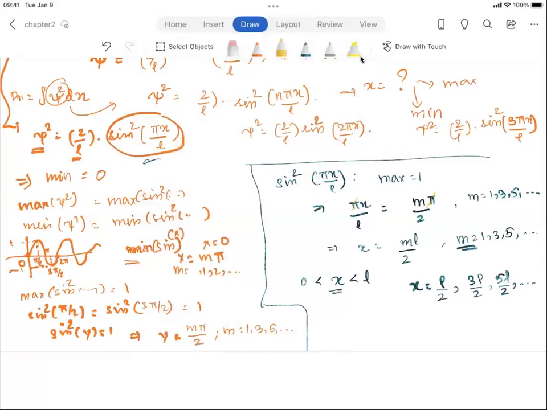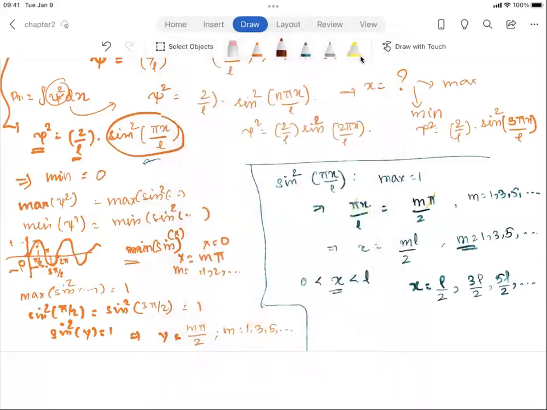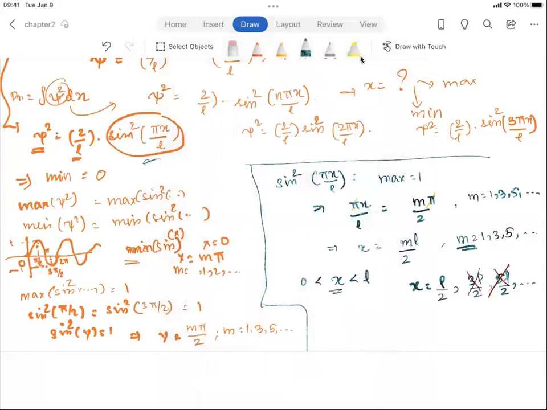However, 3L by 2 and 5L by 2, those are not possible values, right? That's because 3L by 2 is nothing but 1.5 times L. 5L by 2 is 2.5 times L. So you're moving out of the box. So these values are not possible. So the only value that's possible is x is equal to L by 2. So at the center of the box, you have maximum probability of finding your particle.